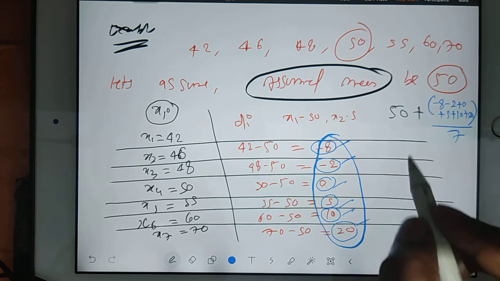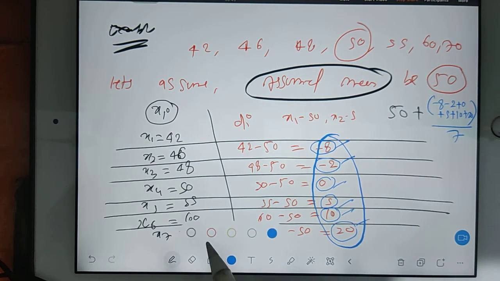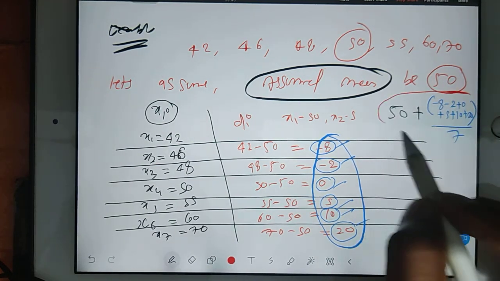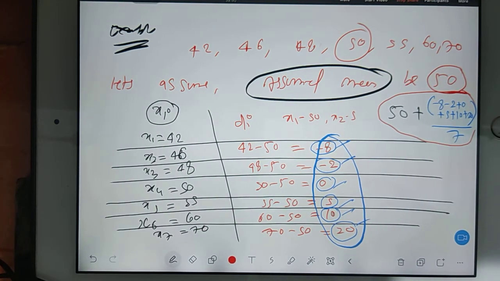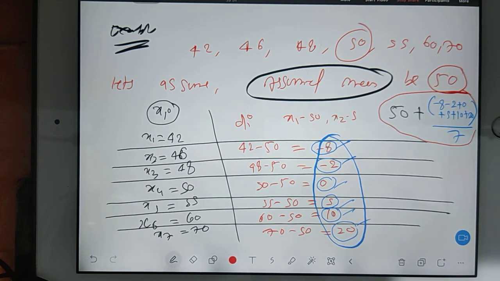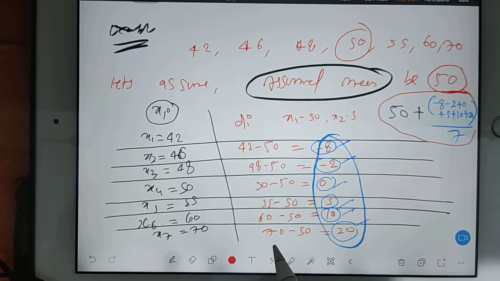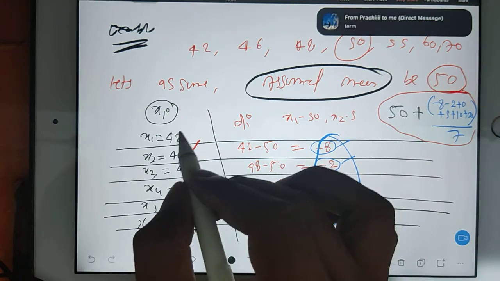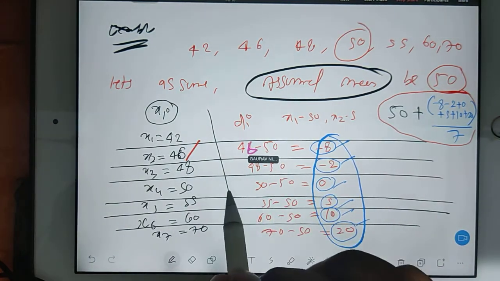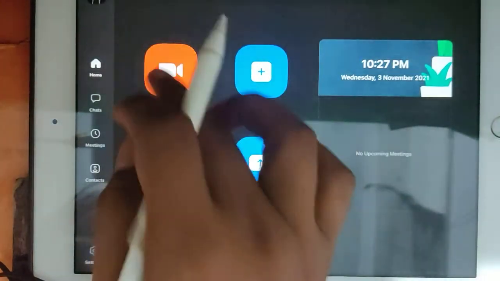Tell me guys, how much answer is coming? This total you add and tell me. Oh, I think I have left a number. Yes, I have left a number missing. Yes, you are right. I have left a number. Actually, yes, one number I left.